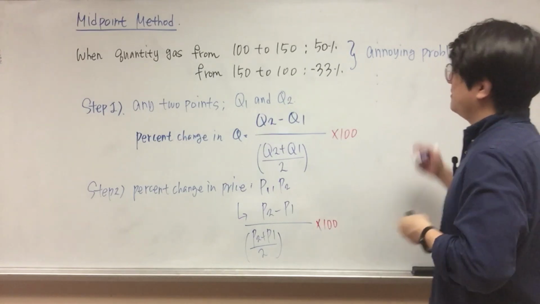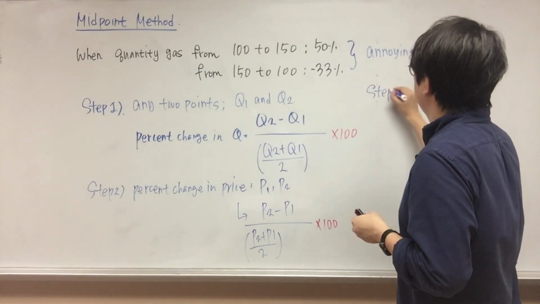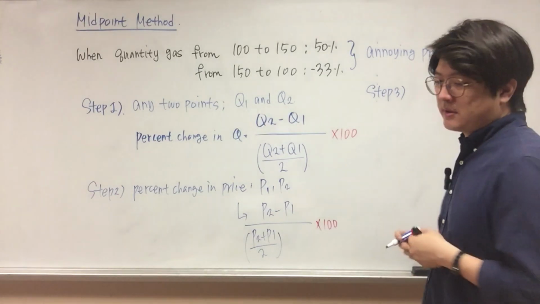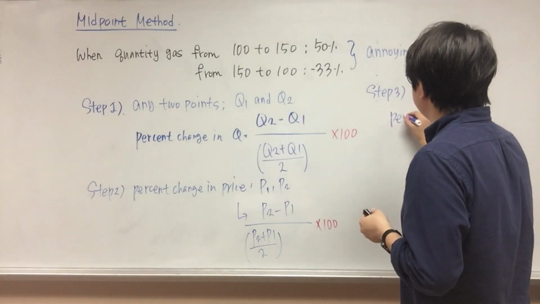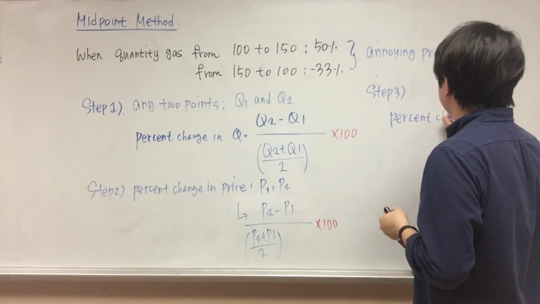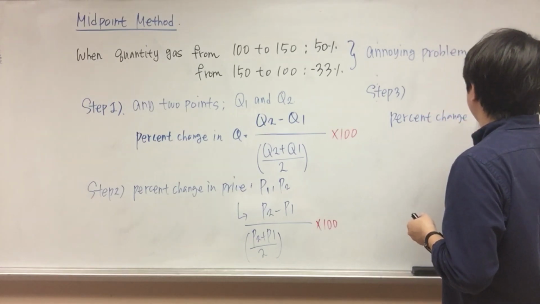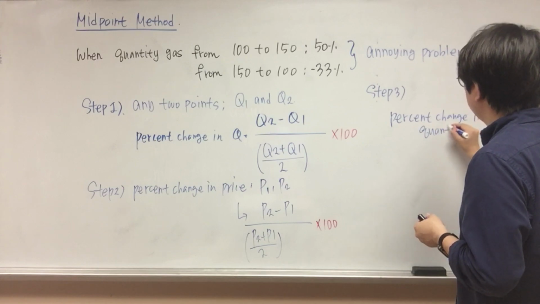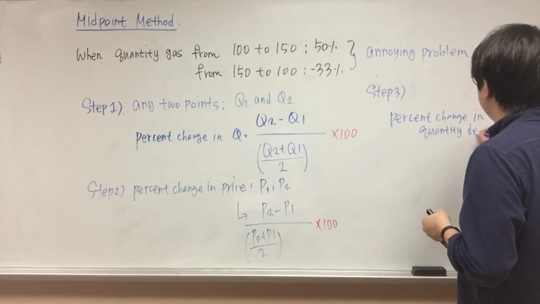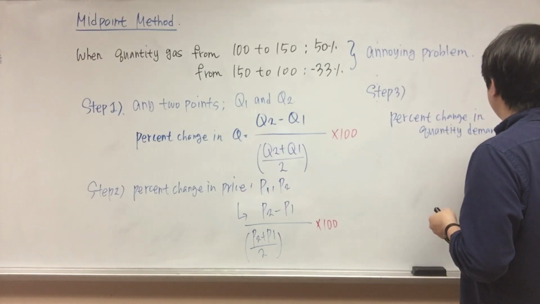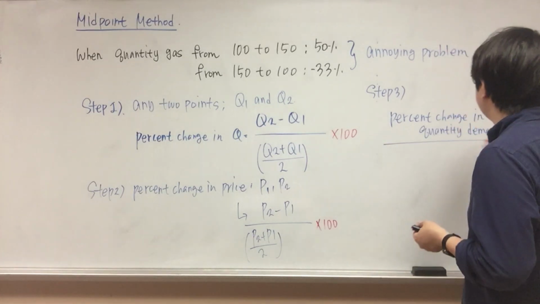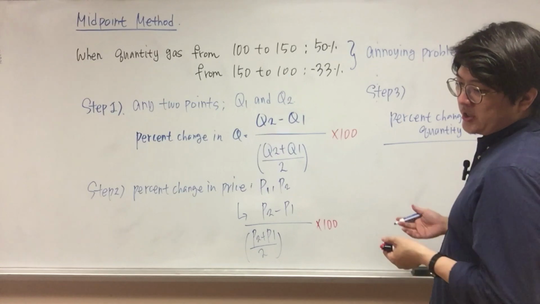The next step is the same. In order to get the price elasticity of demand, it is the percent change in quantity demanded, or quantity supplied, divided by the percent change in price.